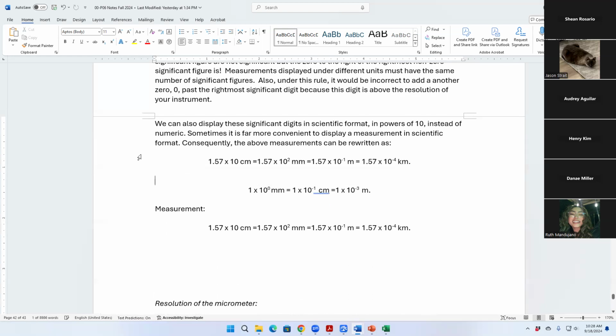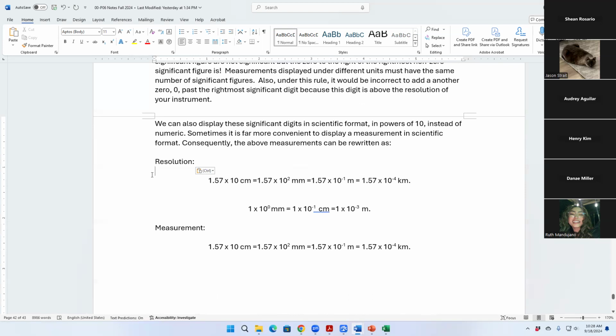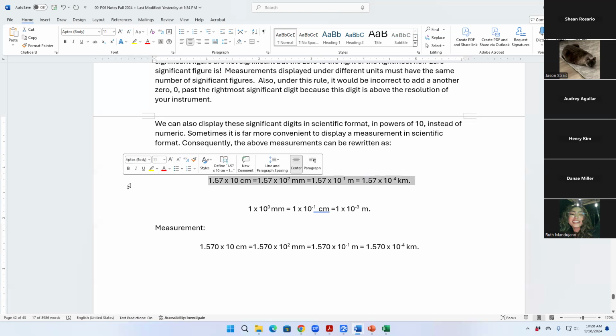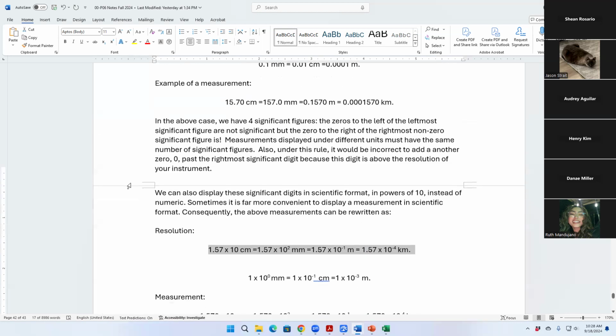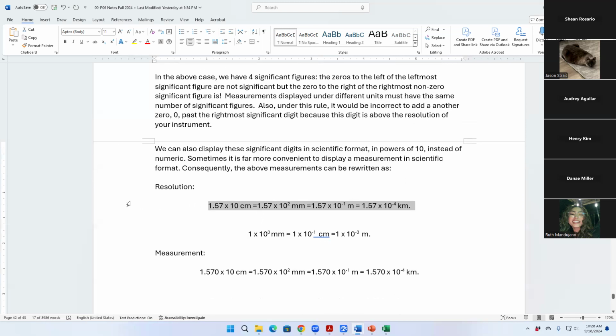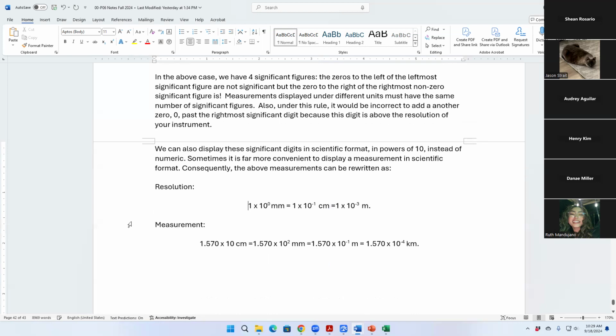Resolution. Measurement. But now my measurement is gonna have an additional 0 here, an additional 0 here, an additional 0 here, an additional 0 here. All of them have 4 significant digits. But what about this one here? Let's see. Why do I have that? Okay, I have to fix this one here, right?